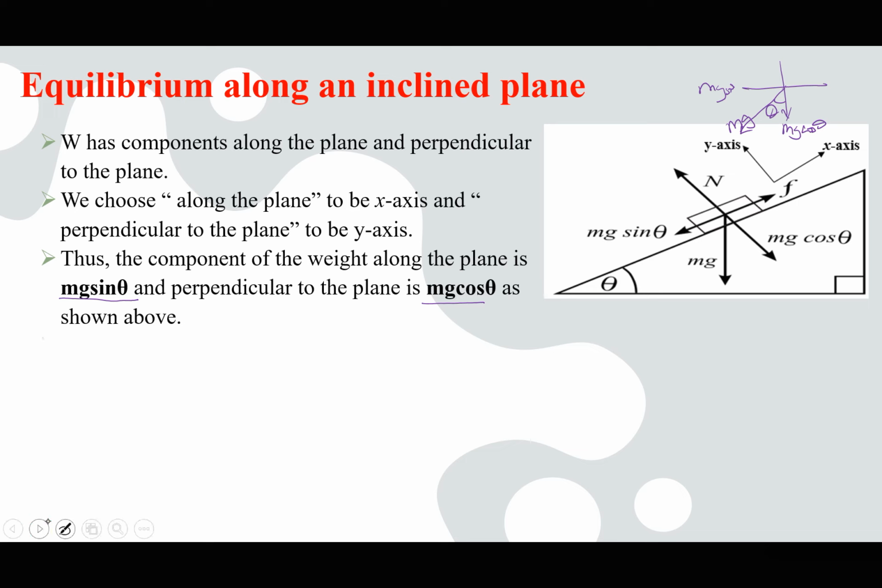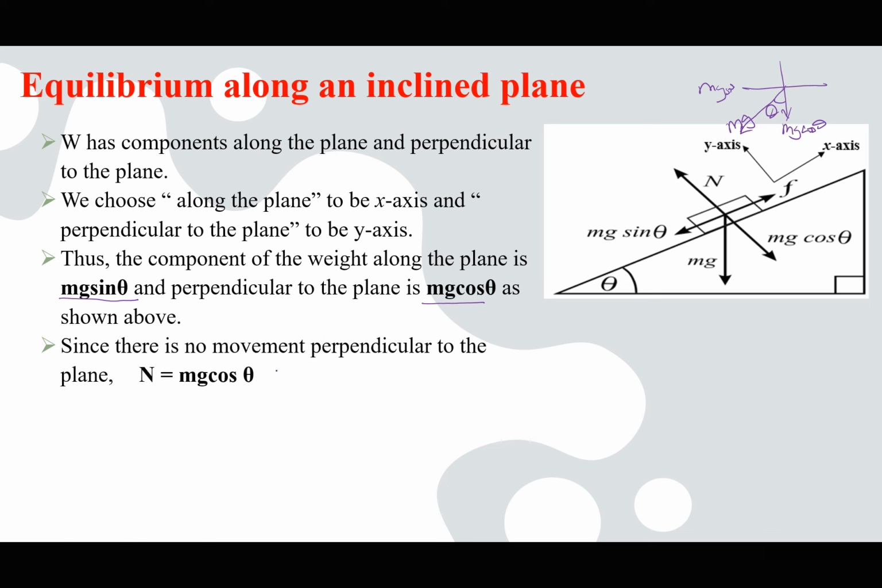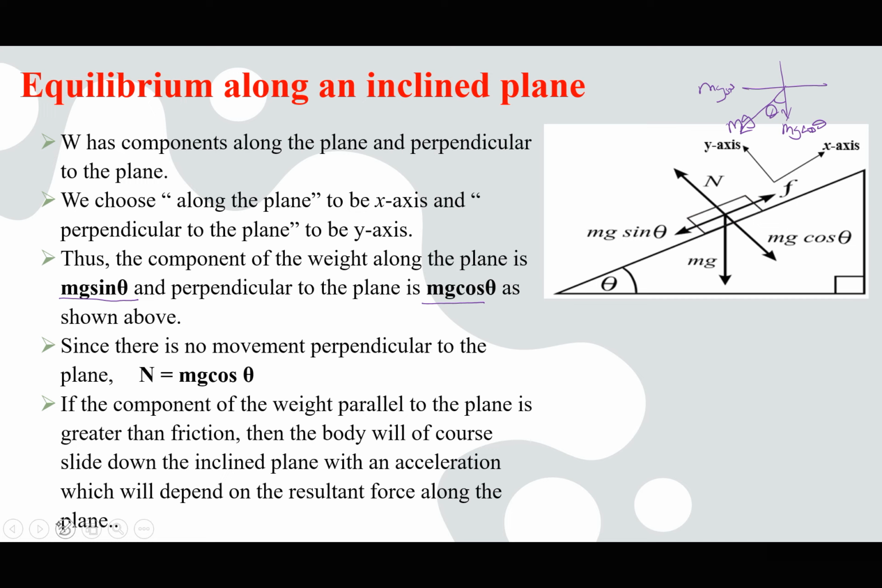And since there is no movement perpendicular to the plane, it means that the normal reaction always balances mg cos theta. And if the component of the weight parallel to the plane is greater than the frictional force, then the object will slide downwards. Of course, if the frictional force is greater than the component of the weight, then the object may slide downwards, but still at a smaller acceleration or at a negative acceleration.